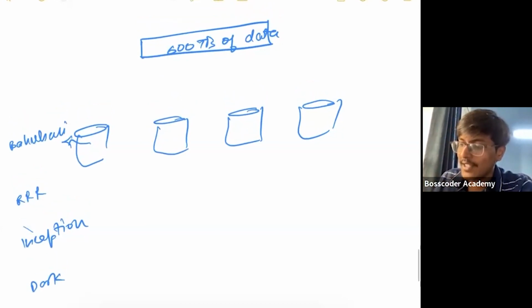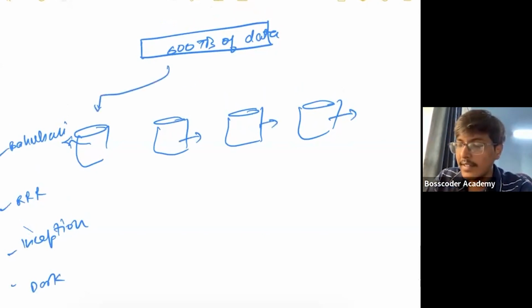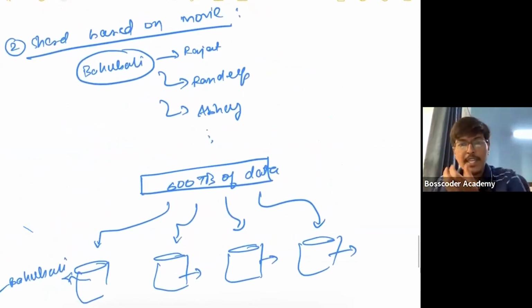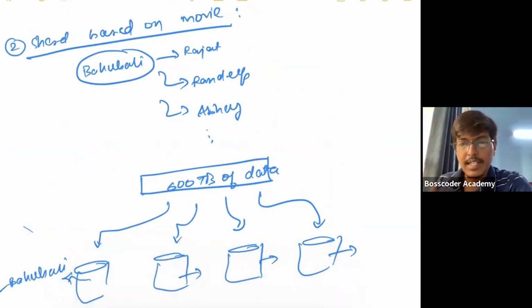So I have 600 terabytes of data, and I can store some movies in one DB, some movies data in another DB, some movies data in another DB, some movies data in another DB. Does this make sense? So sharding based on movie is making sense, right? What is sharding based on movie? Clear? Okay, what is not clear? Sharding based on movie, right?